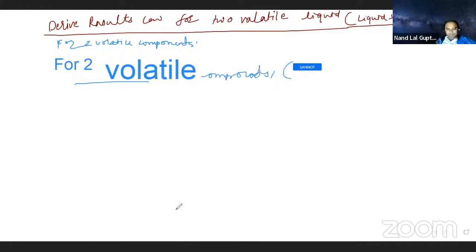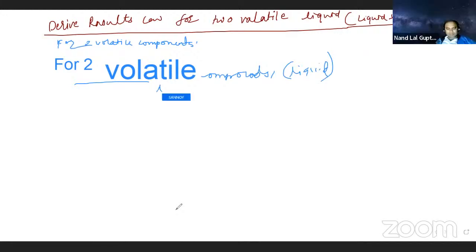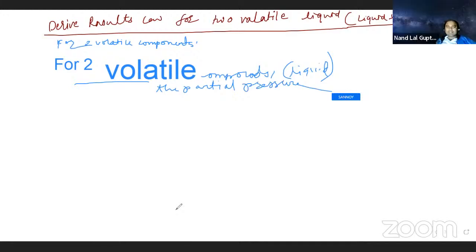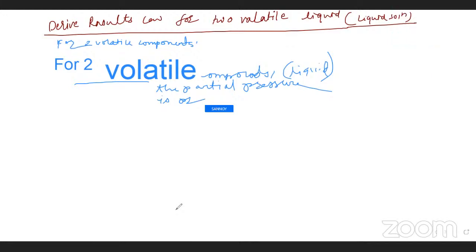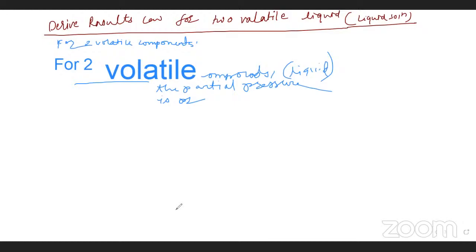Components, liquid. Is what I'm writing visible now? Yes, 100%. The partial pressure. You just derive, don't write much. I was writing the statement also, not required. Just derive. Where is it now? From P1.